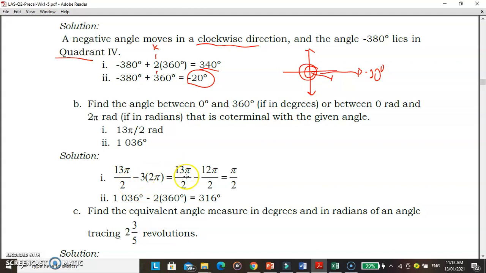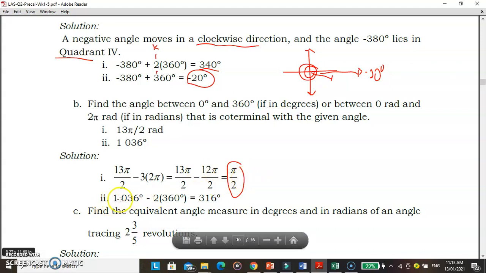Okay, so we have 13 pi over 2 minus this one, which is equal to 6 pi. Getting the common denominator, 6 pi is equivalent to 12 pi over 2. So the denominator is the same, which we can now subtract, and the result is pi over 2, or that's equal to 90 degrees. The second example, 1036 degrees minus 2 times 360 degrees, is equal to 316 degrees.